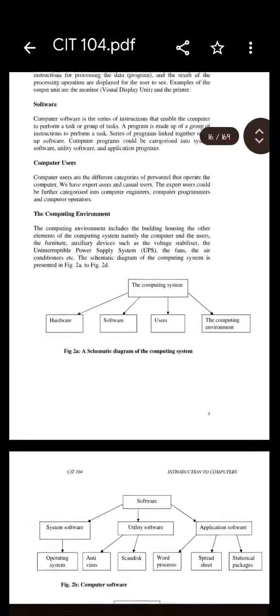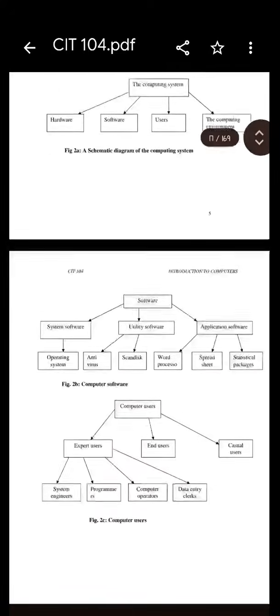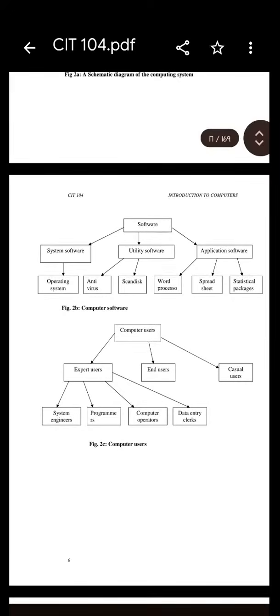Now, for the computer users, look at it. We have experts, the end users, and the casual users. Please write this down. For the computer users, we have the experts, the end users, and the casual users. Who are the experts?